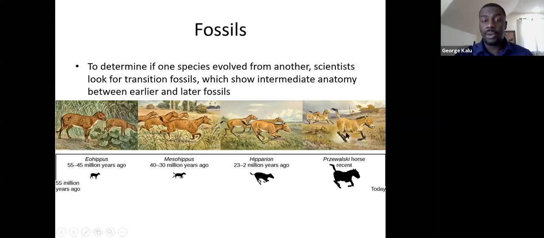But again, in order to identify that the modern day horse initially developed from the Eohippus, what we need to find are the fossils of the Eohippus, and then the transition fossils of the species in between the Eohippus and the modern day horse. In this case, that would be the Mesohippus and the Hipparion.